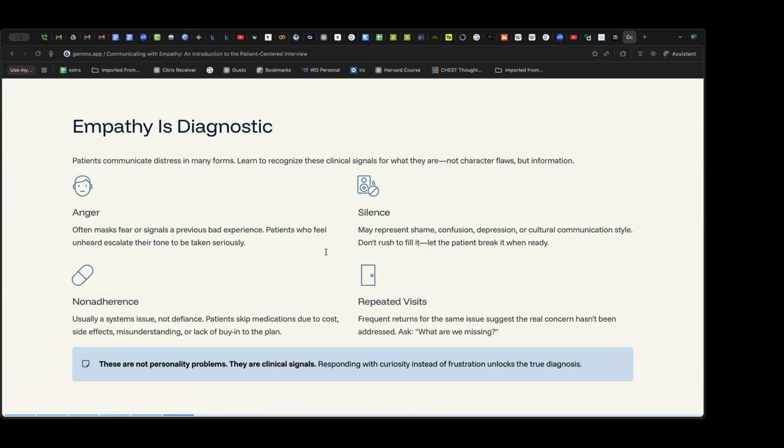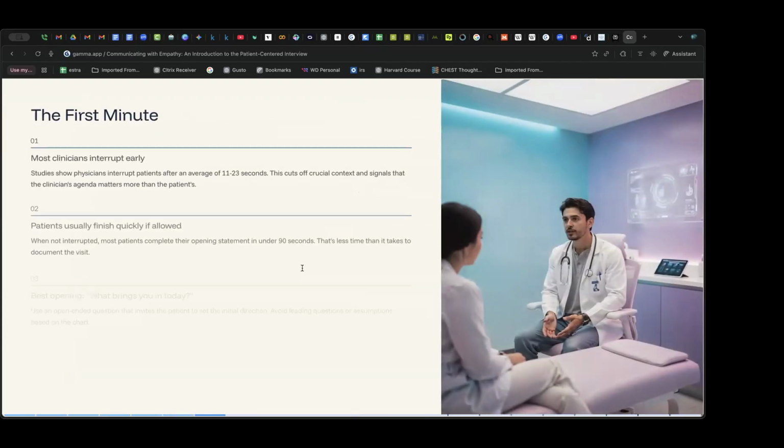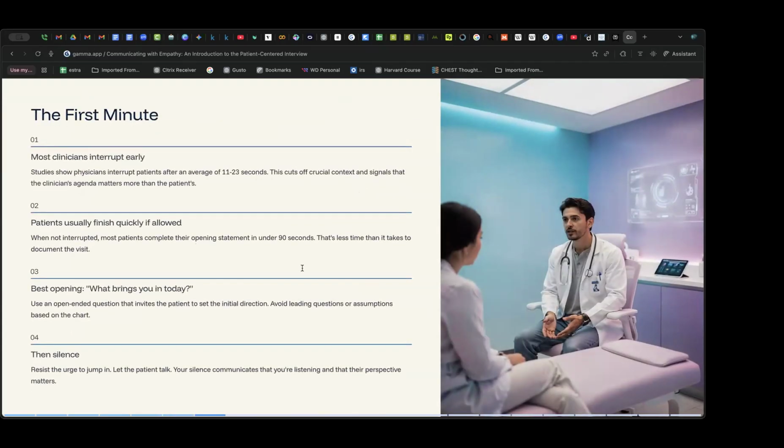Okay. So these are not personality problems. These are clinical signals, and you have to respond to them with curiosity rather than frustration. There is a framework called the first 5 minutes. The first 5 minutes of an encounter are important for everything.